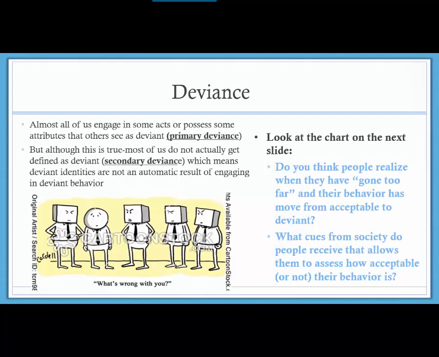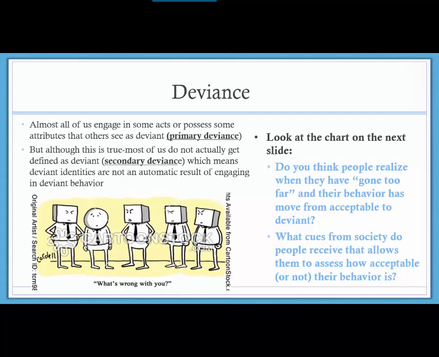We litter, we speed, we cheat on our spouse, we do something that would be labeled as deviant. However, since most of us do not actually get defined as deviant, which is what secondary deviance is, the act of getting defined as being a deviant, it raises the question about who does and doesn't get caught. Deviance is like a tree falling in a forest. If no one hears it fall, does it really fall?